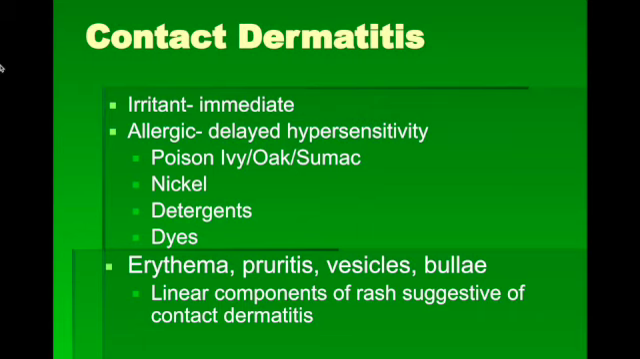Some of the etiologies are things like poison ivy, nickel, detergents, different dyes. So when you're getting a good history for these patients, you want to be asking about any of these kinds of exposures. Oftentimes this will look erythematous. They'll be really itchy, or what's called pruritic. And oftentimes you'll see these very small vesicles or bullae that are fluid filled. If you see any linear components to the rash, that's often suggestive of contact dermatitis.